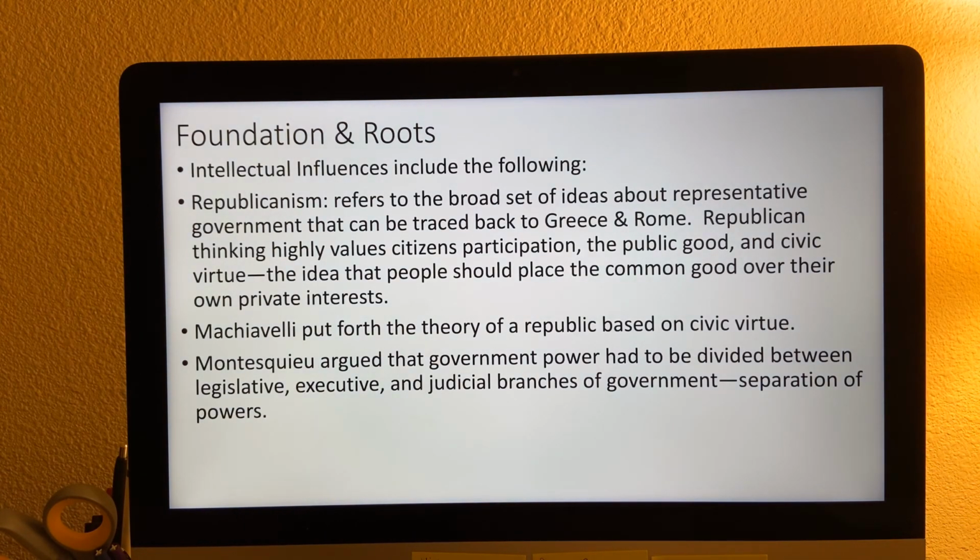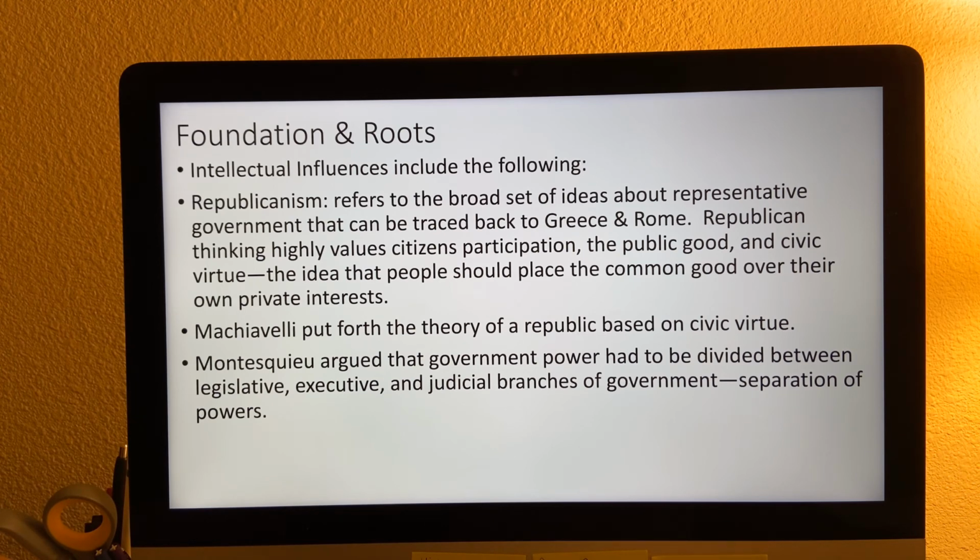All right, so there were some intellectual influences that influenced the colonists and the framers. One of those is republicanism. This is the broad set of ideas about representative government that can be traced back to Greece and to Rome. Think the Roman Republic and republicanism. Republican thinking highly values citizen participation, the public good, and civic virtue, which is the idea that people should place the common good over their own private interest.